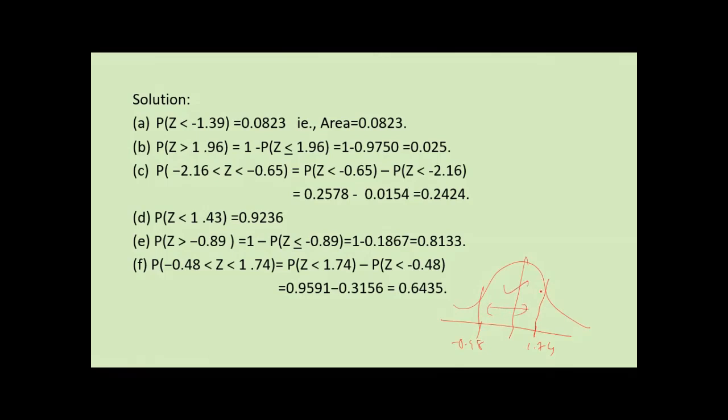First, find the area below the bigger number. It's this area below 1.74 from the table, which is 0.9591, and subtract this area, which is 0.3156 from the table for 0.48. From the table, 0.4 and I go to the eighth, the last but one column. So you will remove this area, and you will find this area. I hope you are understanding. If you are not, come for discussions.